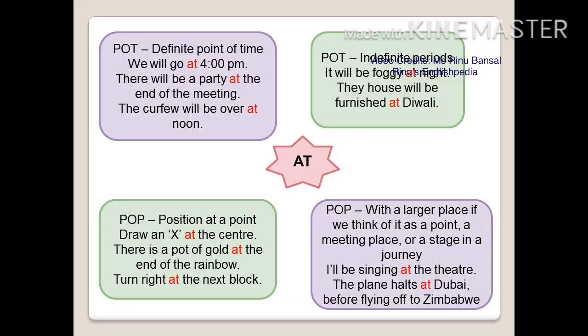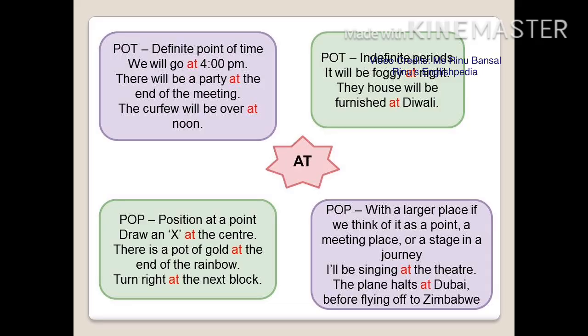At as a preposition of time is also used for indefinite periods. Periods means a long stretch of time. For example, it will be foggy at night. We are talking about the entire period of night when it will be foggy. In the second sentence, the house will be furnished at Diwali. Diwali refers to a period of days when all festivities will be in progress, and we are talking about that period when the house will be furnished.